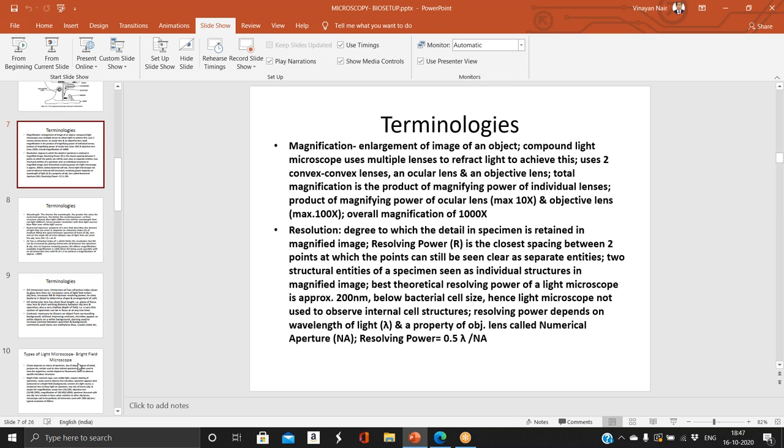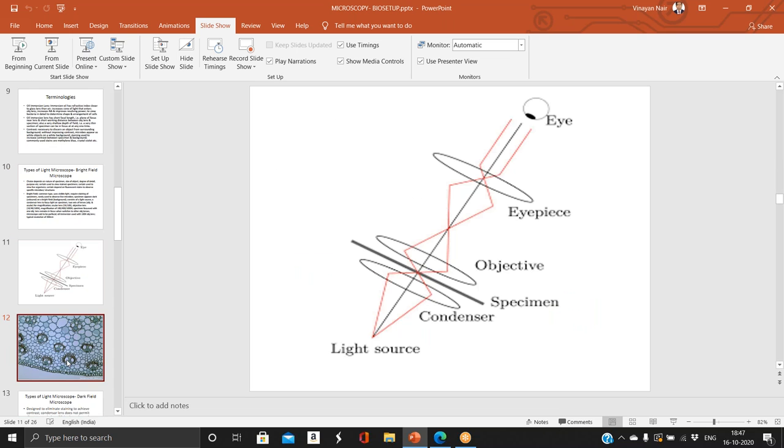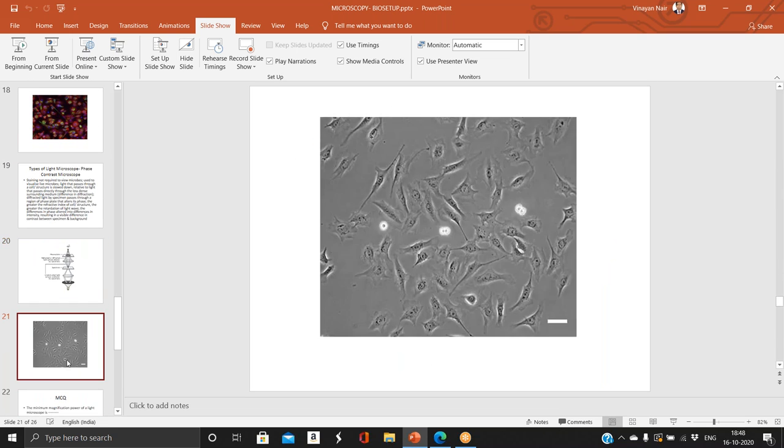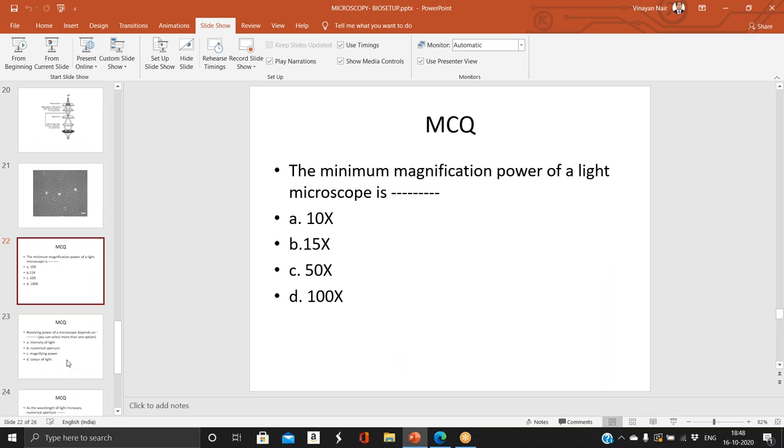My question was the minimum magnification power of a light microscope. That was my question. Clear? Minimum magnification power of a light microscope. So if my question was, the maximum magnification power of a light microscope is dash, what was your answer?